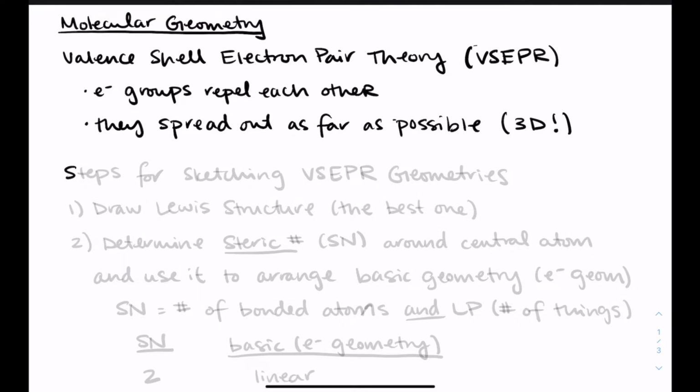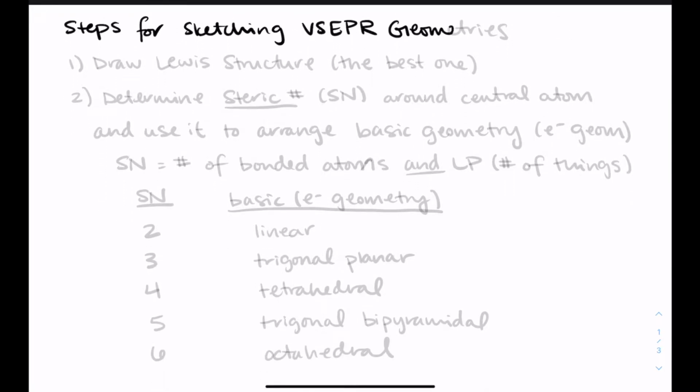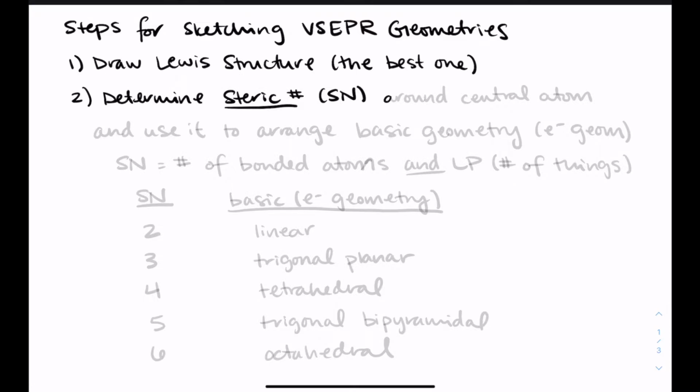So the steps that you will use for sketching VSEPR geometries: first, draw the Lewis structure and make sure you have the best one. The second is to determine the steric number, which we abbreviate SN, around the central atom, and use it to arrange a basic geometry, which we also call the electron geometry. When I say steric number, what I mean exactly is the number of bonded atoms and the number of lone pairs. So really just the number of things around this central atom.